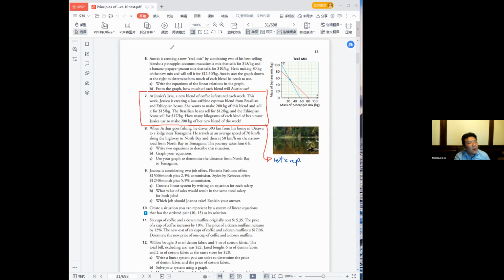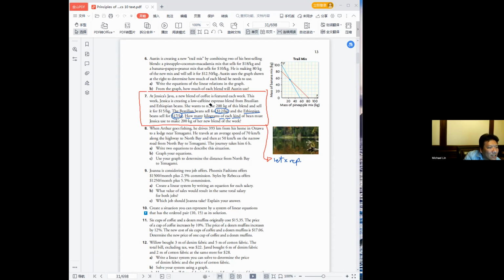Very close. So when we're trying to define our variables, we always need to first think about what the question is asking us. So it says how many kilograms of each kind of bean. So let's say that there's two kinds of beans. The first type of bean, the Brazilian bean, sells for $12 per kilogram. The Ethiopian bean sells for $17 per kilogram.